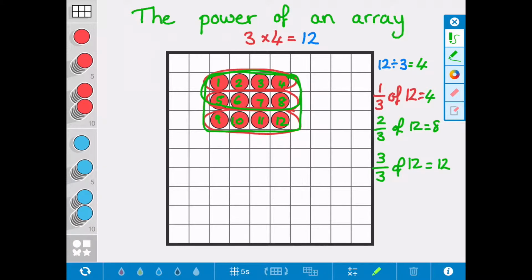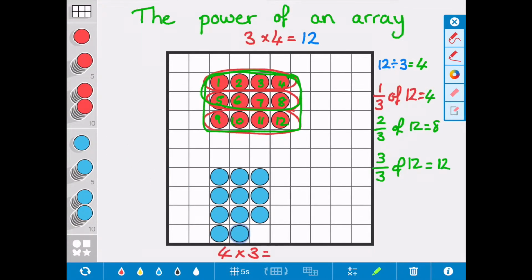Now if we were to turn that question around and we were to calculate 4 times 3 equals, we would do the same thing. So we've got 1, 2, 3, 4, 5, 6, 7, 8, 9, 10, 11, 12, and that is our 4 groups of 3, and those 4 groups of 3 equal 1, 2, 3, 4, 5, 6, 7, 8, 9, 10, 11, 12.